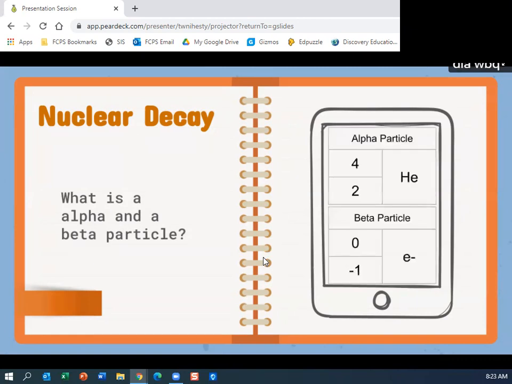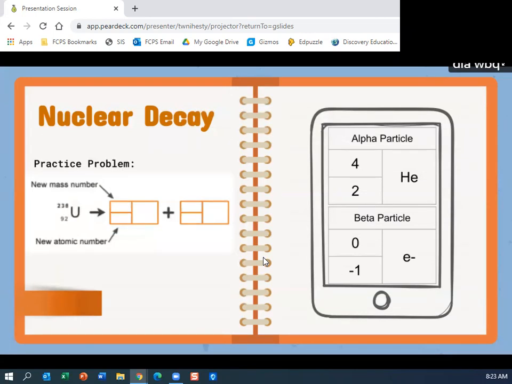If you look at the screen, this is the alpha particle and beta particle. These are the 2 new things you probably learned last time, and the only thing you have to memorize. That's all. So just remember those 2 particles. Next, there is a practice problem. Now, if I say with the alpha particle, what would be the new element in this case?